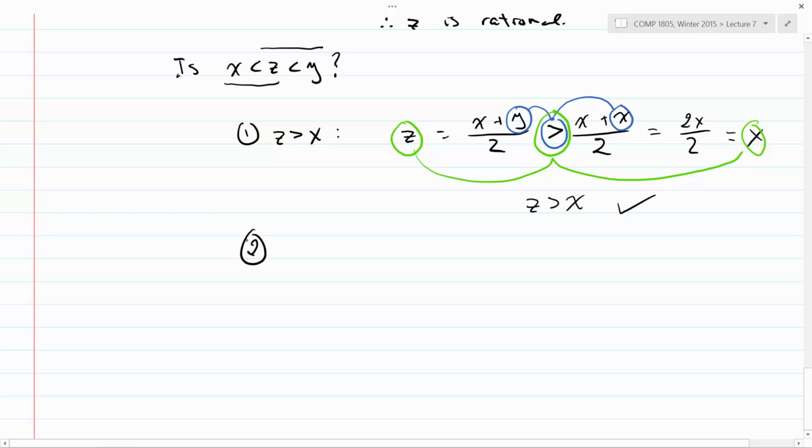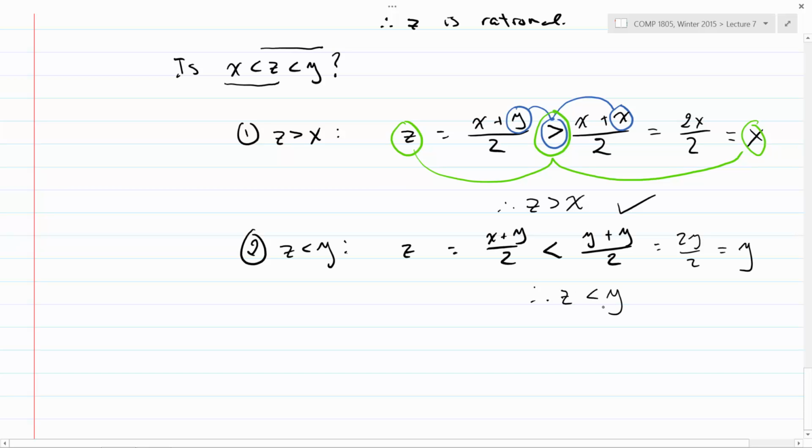I need to show that z is less than y. And to do that, I do the same basic trick. Well, z is just x plus y over 2. And that is definitely less than y plus y over 2, right? Because x is less than y. And that's just 2y over 2, which is y. Therefore, z is less than y. And now I've proved both things, right? I've proved that z is bigger than x, and z is less than y. Therefore, it's strictly between x and y.